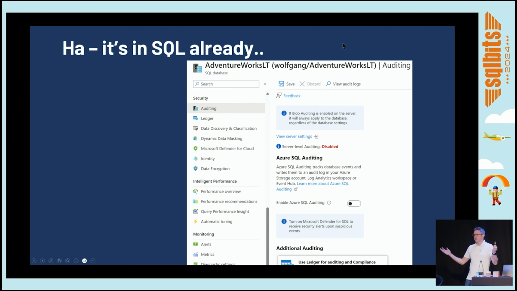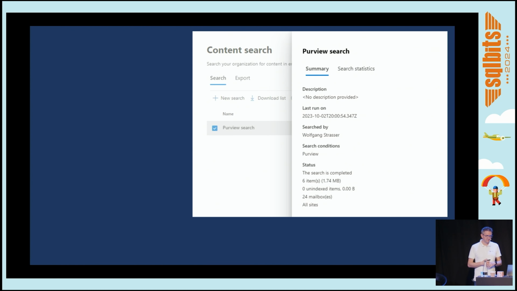And SQL again. There's auditing in SQL. So we can turn on SQL auditing. Same idea, different concept, different solution. But the idea is the same: tracking those events, what's going on in your environment, and having a look at who created or who maybe deleted some information in your database.